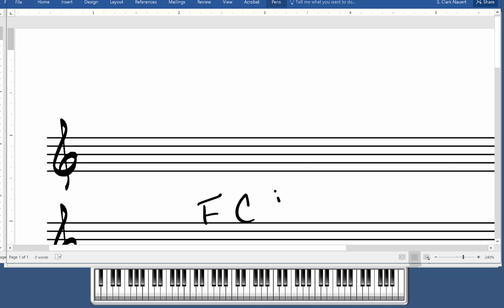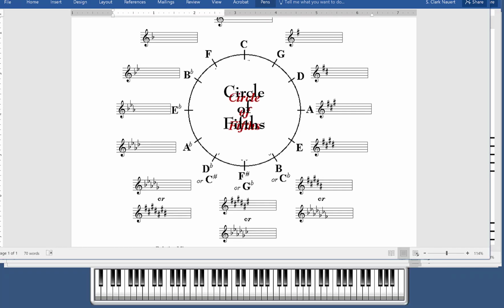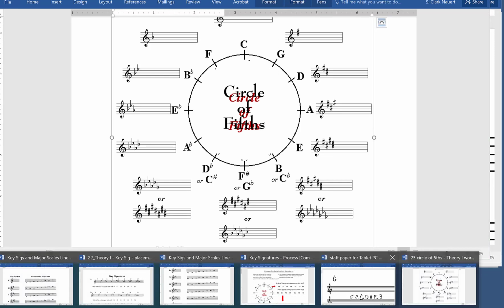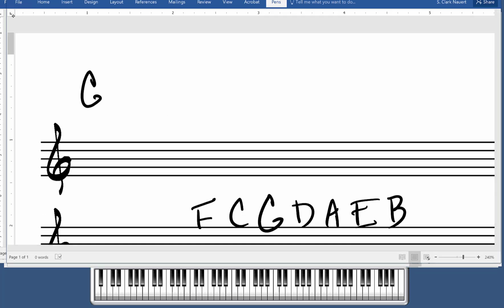Fat cats go down alleys eating bananas. I think I finally settled on that one. Fat cats go down alleys eating bananas. F, C, G, D, A, E, B. In the key of G, if you look on the circle, there is 1 sharp. So all we need is 1 sharp for the key signature for the key of G. Just 1 sharp, and that would be the very first one in the order. And we put a sharp on the F, and we've got the key of G.